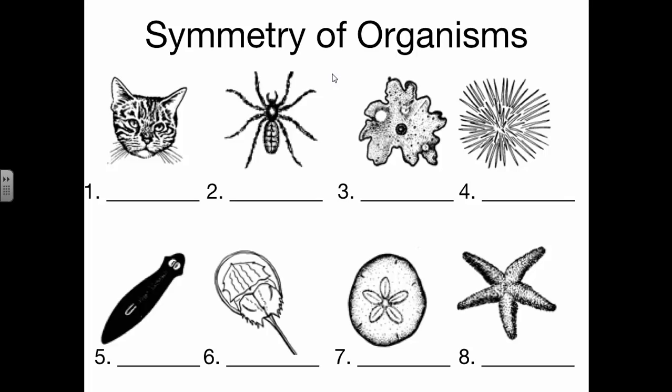Real quickly, because we're sort of getting a little tired. The cat? Bilateral. You could just write letters if you want. B, A, R. How about the spider? B, A, R. I heard controversy. All of them. Just B. Who's confident in their answer? Yes. Dan? Bilateral. Yes. Exactly.